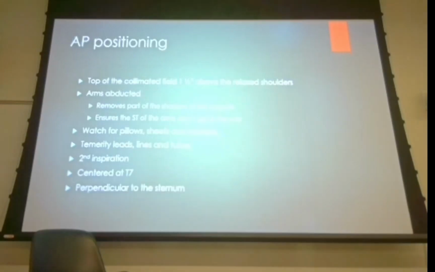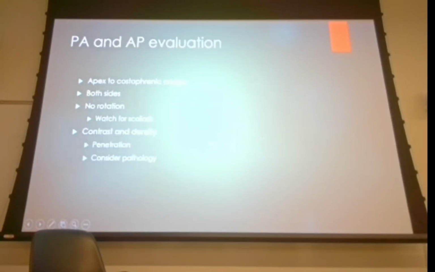Labeled. All right, so we just talked about that, so I'm not going to go back through that. So our evaluation, we talked about that. We want to get from the apex to the costophrenic angles. We want to make sure we have both sides visible. We don't want any kind of rotation.